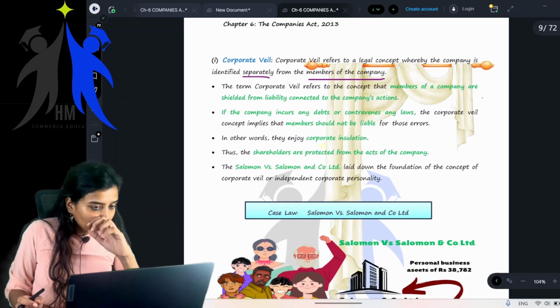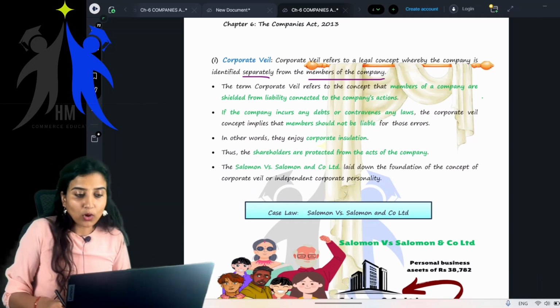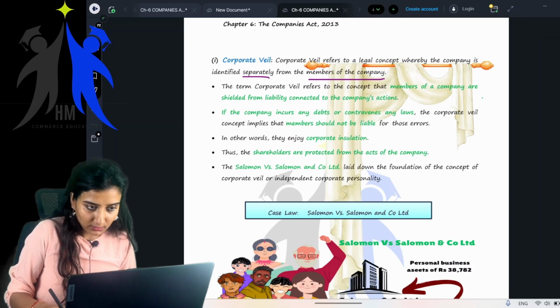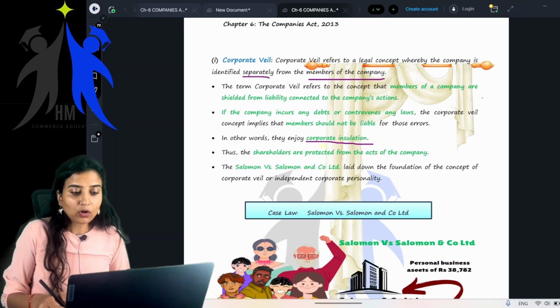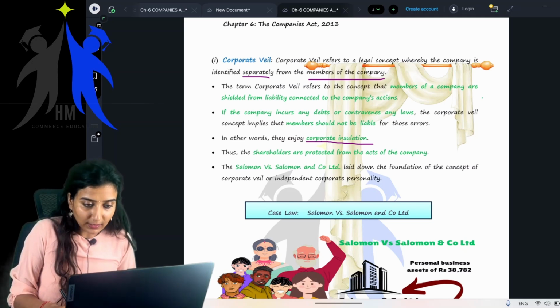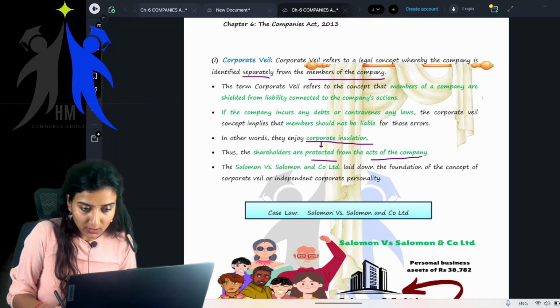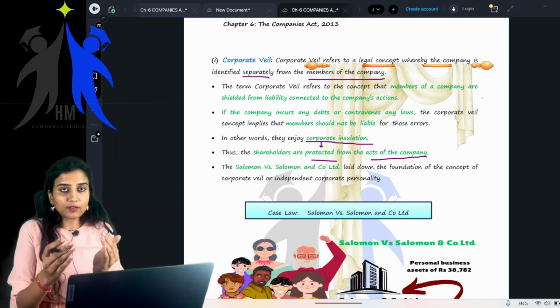The term corporate veil is also called corporate insulation. This concept is also called corporate insulation. Now, what do you mean by corporate insulation? Corporate insulation is nothing but the shareholders being protected from the acts of the company. The shareholders are protected from the acts of the company.